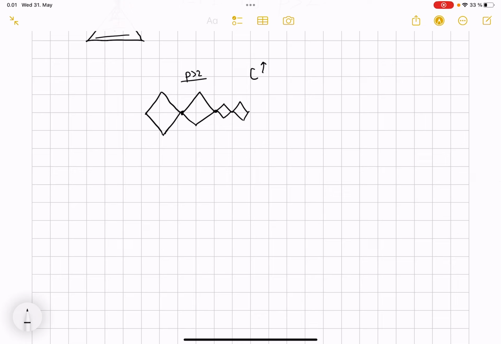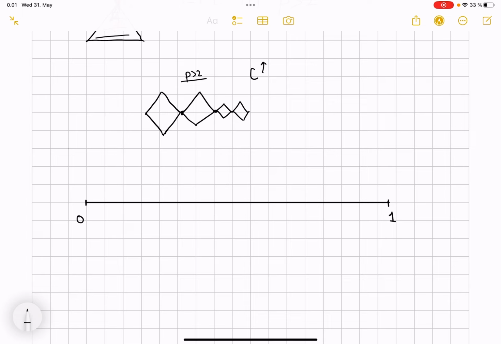But what Pekka Koskela and Paul MacManus did was to do this infinitely often. The construction is very, very explicit and geometric. So you take your interval 0, 1, and then you proceed with the usual construction of the Cantor set.